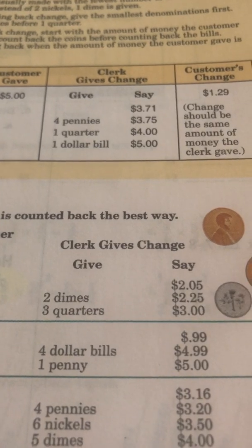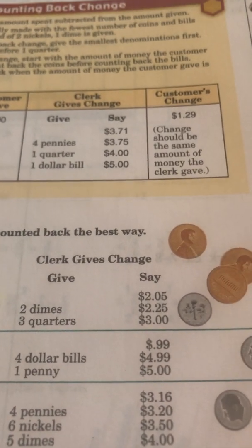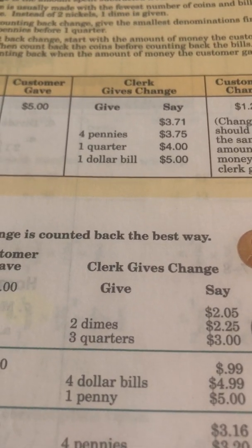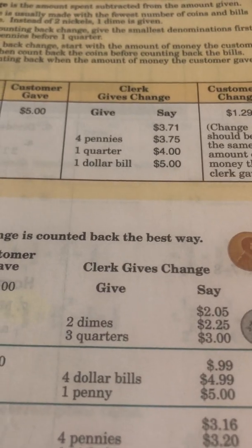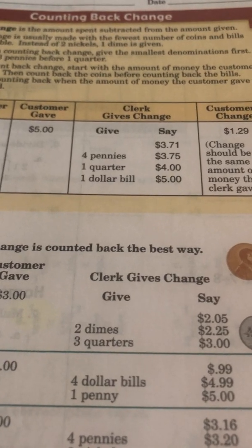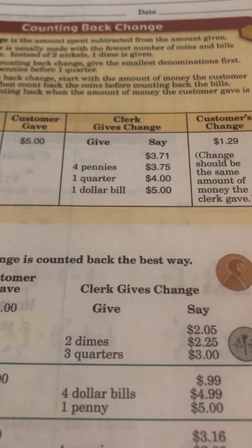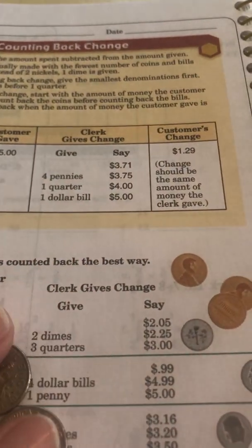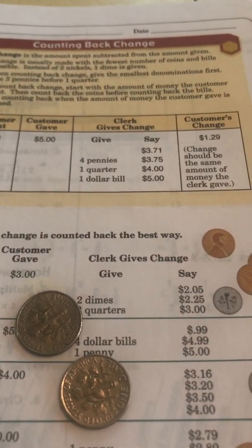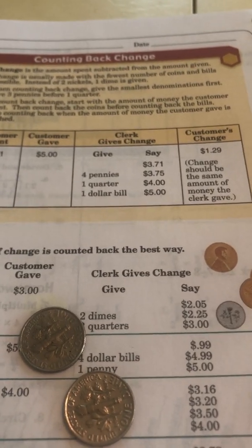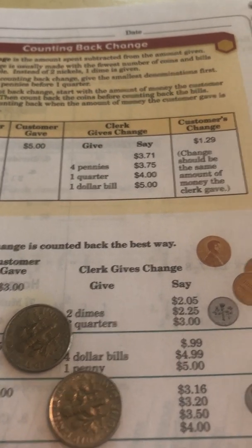So our best way, remember, we're supposed to use the increments that make the most sense. When counting back change, give the smallest denominations first. You'll give pennies first, then quarters, okay? So change is made with the fewest number of coins and bills possible. Instead of 2 nickels, you will use 1 dime. So in this scenario we need 2 dimes, because the best way to get from $2.05 to $2.25 is 2 dimes. Then the best way to get from $2.25 to $3 is going to be 3 quarters.